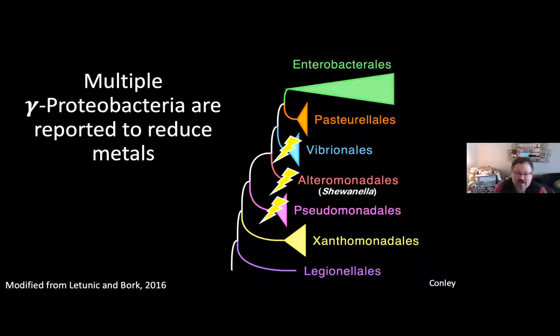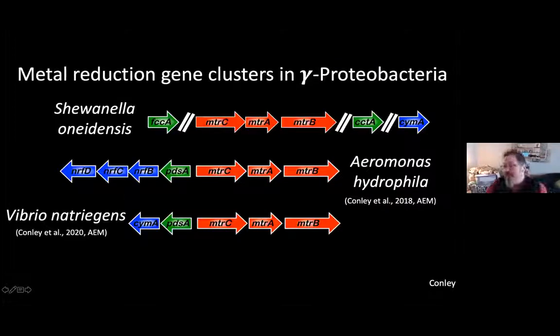I think we're going to do Aeromonas first. Or maybe let me show you what these gene clusters look like first. In the Shewanella genome, all of those components that I showed, the ones in red, form that outer membrane conduit. And then elsewhere in the genome, you've got these other components that take electrons from the cytoplasmic membrane and move them into the periplasm. Those would be the blue and the green components. In Aeromonas hydrophila, they have a very similar outer membrane conduit here, as does Vibrio natriegens.